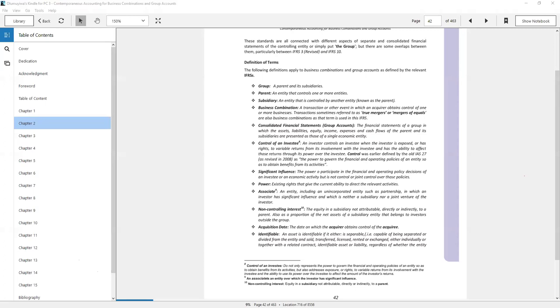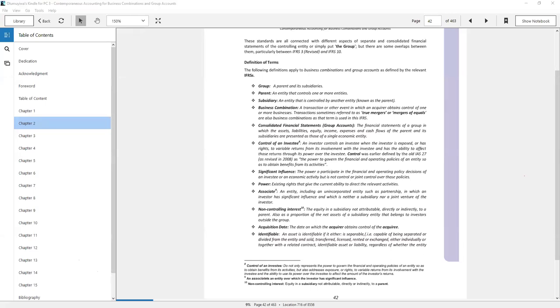Non-controlling interest. The equity in a subsidiary not attributable directly or indirectly to a parent, also as a proportion of the net asset of a subsidiary entity that belongs to investors outside the group. Acquisition date. The date on which the acquirer obtains control of the acquiree.